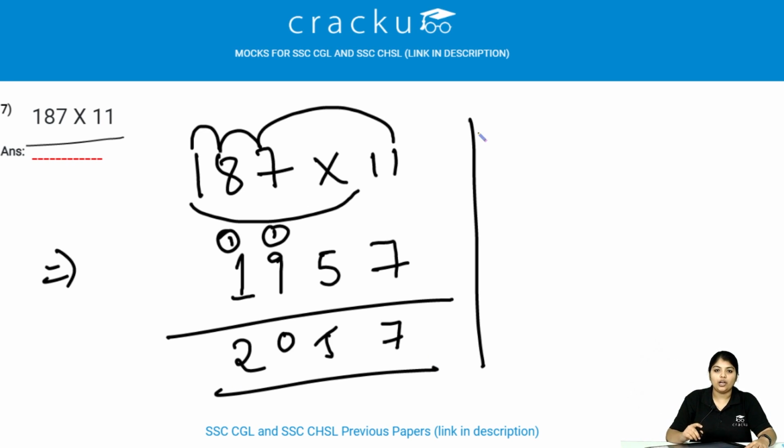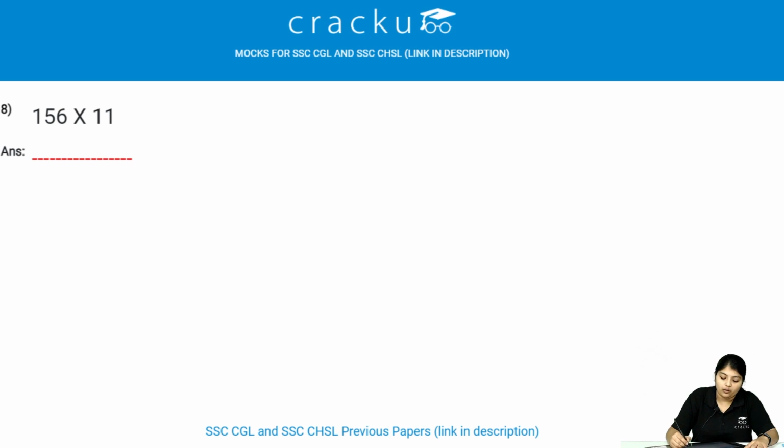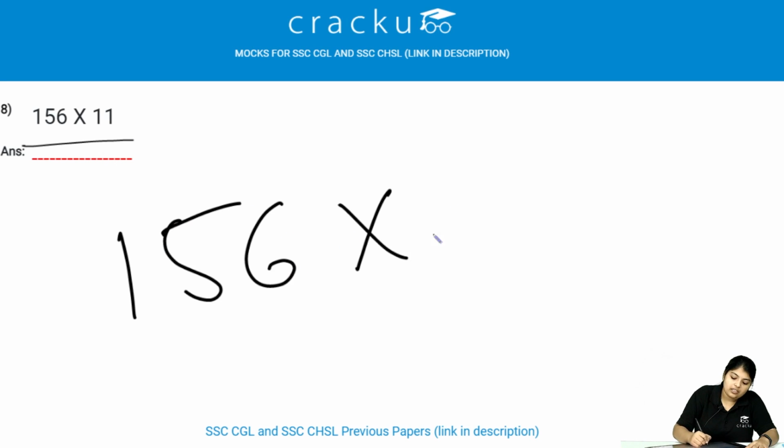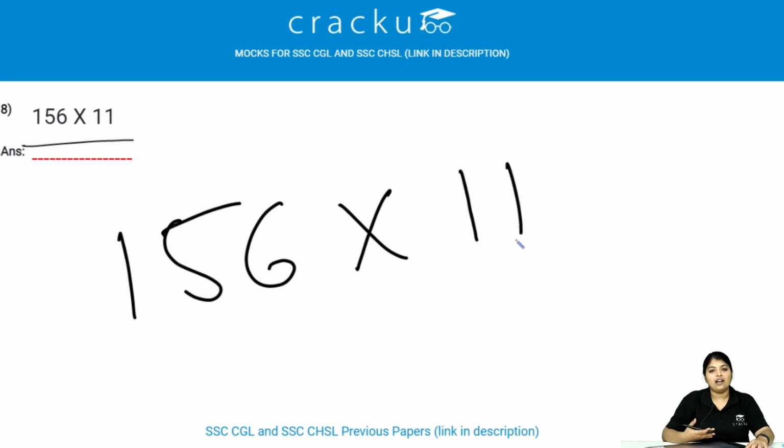I am going to give you one homework problem regarding this 3-digit multiplication. Let us see the homework problem. That is 156 into 11. Try solving this and answer me in the comment box.